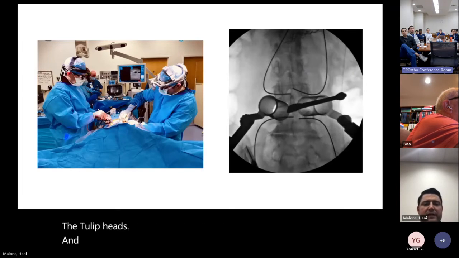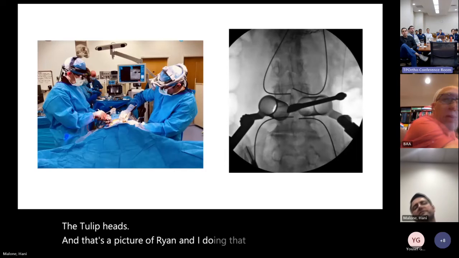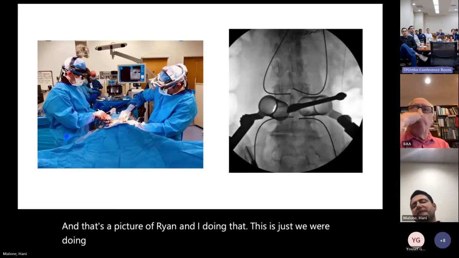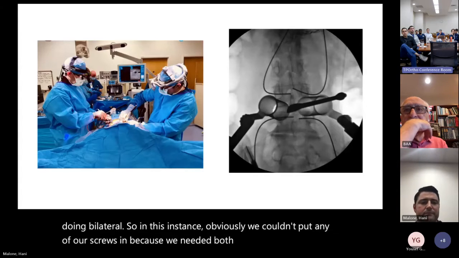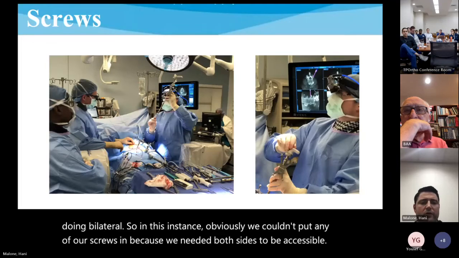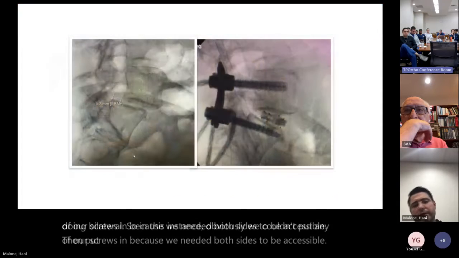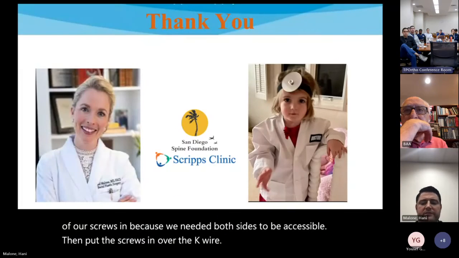And that's the picture of Ryan and I doing that. Oh, this is just where we're doing bilateral. So in this instance, obviously we couldn't put any of our screws in because we needed both sides to be accessible. Then screws in over the K-wire. That's it.